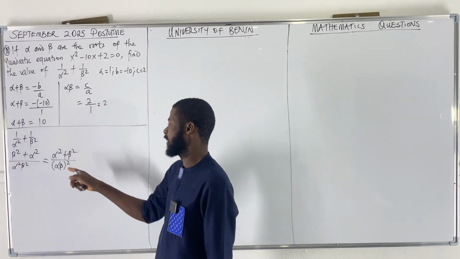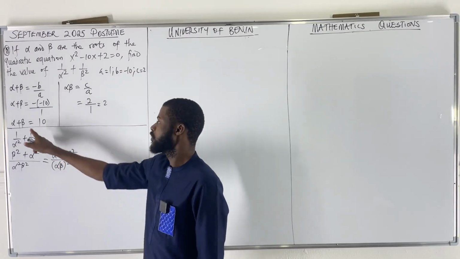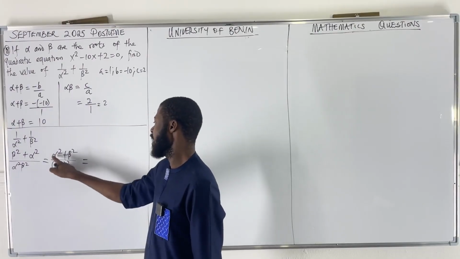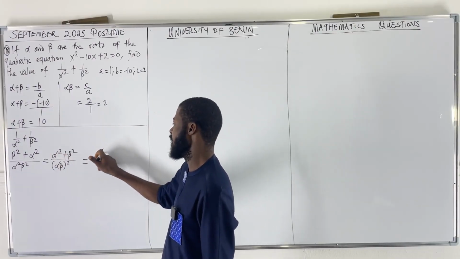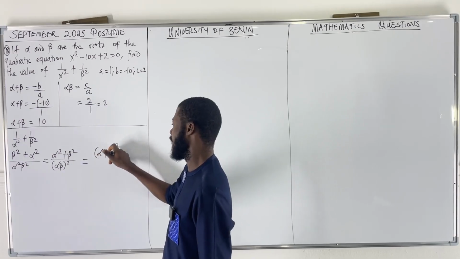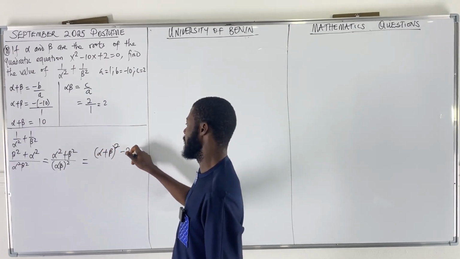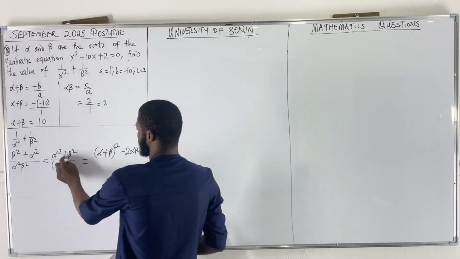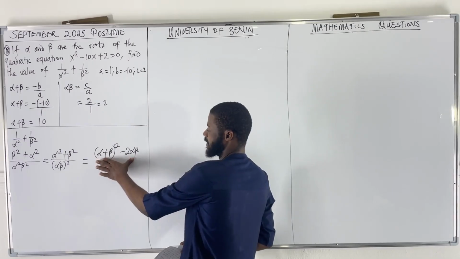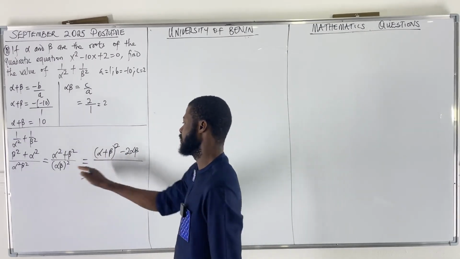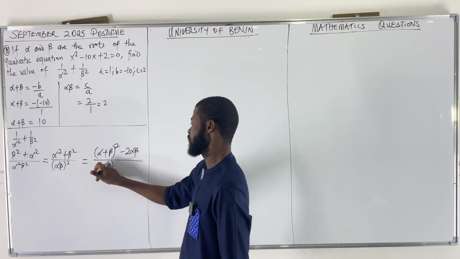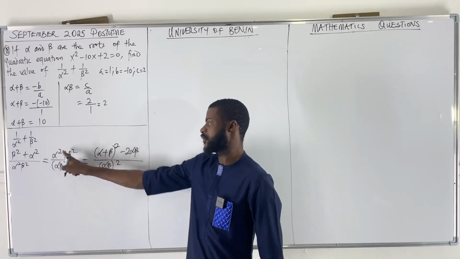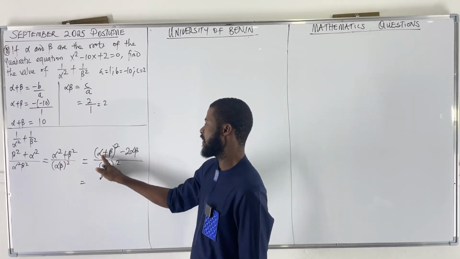So in what way can I write alpha squared plus beta squared? We have alpha plus beta and alpha beta. Take note that alpha squared plus beta squared can be written as alpha plus beta all squared minus 2 alpha beta. Take note, it's a standard. Then don't forget you have a denominator, alpha beta all squared. You cannot evaluate it the other way, you must write it like this. Now what is alpha plus beta?